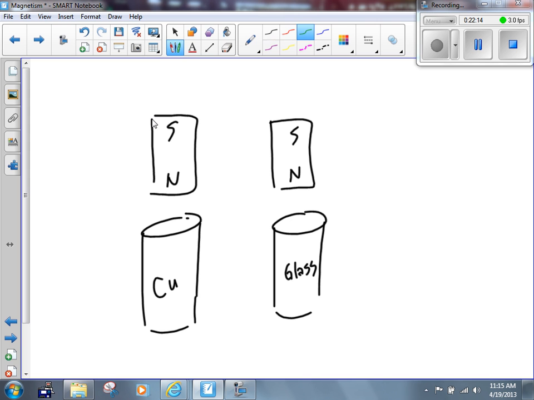Let's look at our 4 observations. Both magnets fall at the same rate through both tubes. Is that correct? No. We did this demonstration yesterday. In the copper tube, they don't fall at the same rate. The glass is going to fall at the same rate.